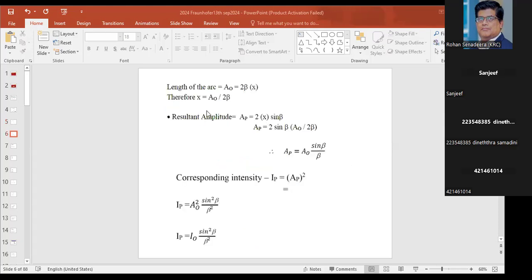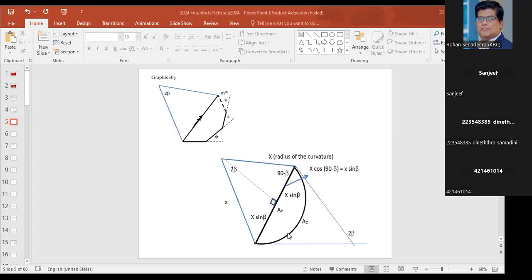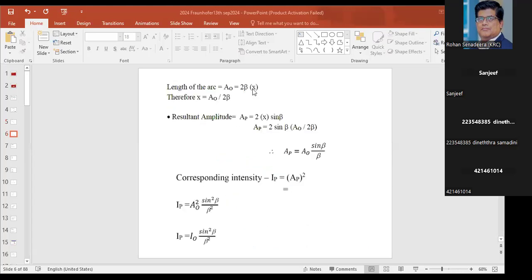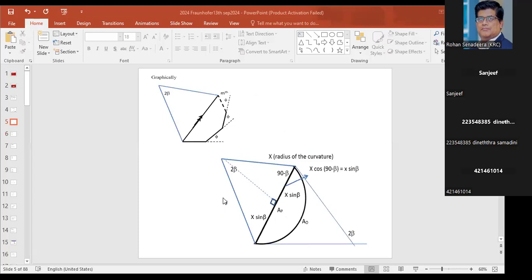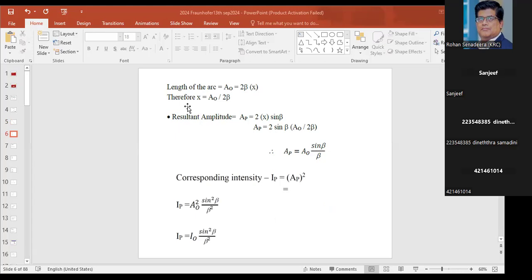Let's see some more. The length of the arc, that is this A naught. A naught is equal to, here this is 2 beta and the radius is x. So trigonometrically, you can write A naught is equal to 2 beta into x. Don't confuse this x, that is the distance. Now, therefore, from this one, we can write x is equal to A naught over 2 beta.